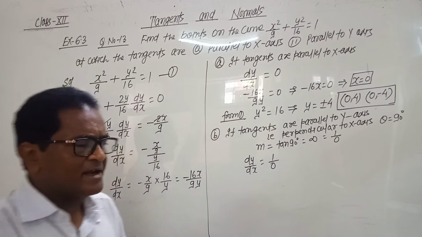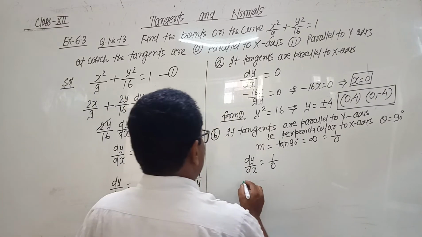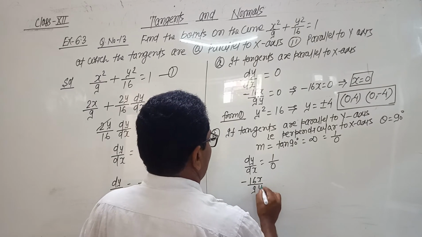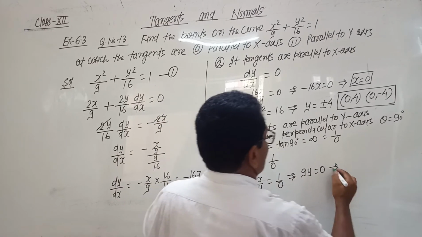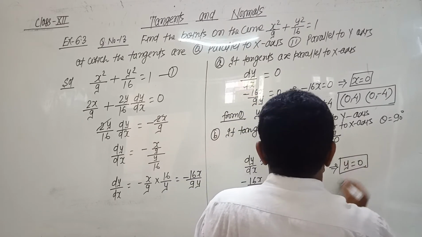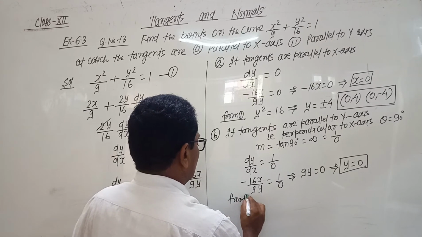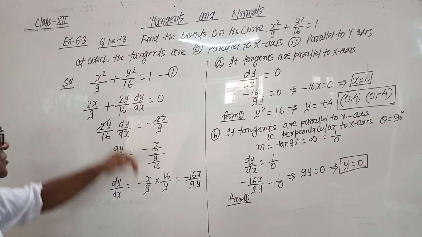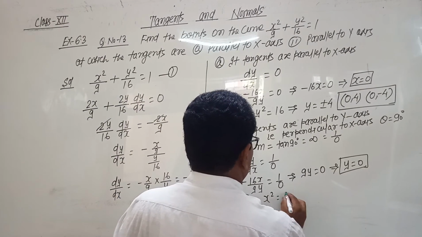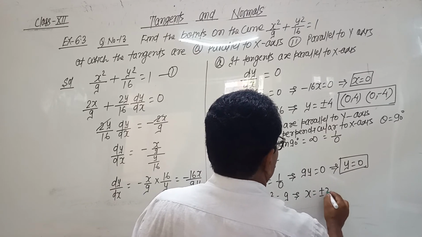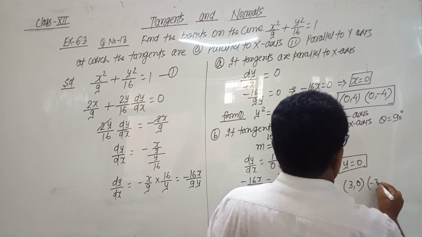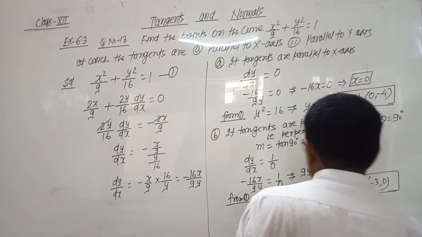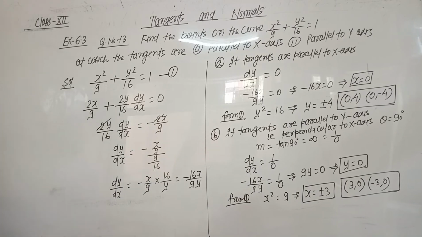because theta is 90 degrees. The line is perpendicular to x-axis, and the value of dy by dx, minus 16x upon 9y, equals 1 by 0. By cross multiplying we get 9y equals 0, and the value of y comes to be 0. Again put the value of y in first number equation. So from first, put the value of y equals 0. So we get x square equals 9, and the value of x is plus minus 3. So 2 points we obtain, 3, 0 and minus 3, 0. So these are the 2 points on the curve when the tangents are parallel to y-axis.